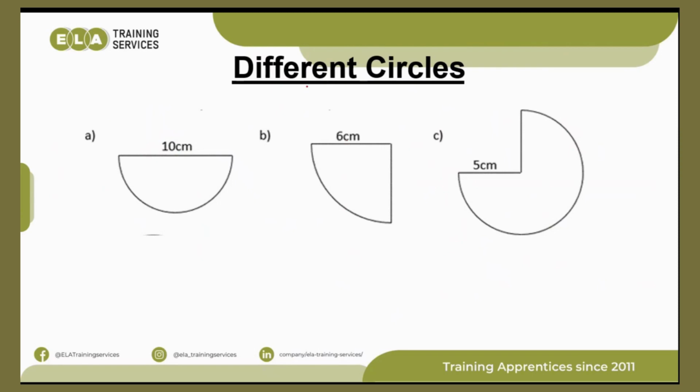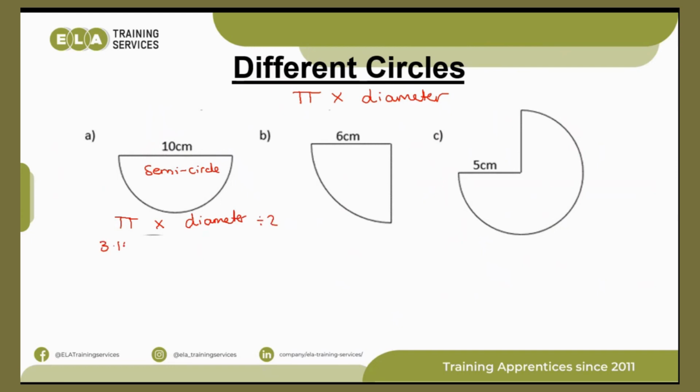Now, sometimes we might be given different circles in order to calculate circumference. So all we've got to remember is our formula pi times diameter. Okay, let's have a look at our 3 circles. Our first one is a semicircle. If we were asked to calculate the perimeter of this semicircle, we need to do pi times diameter, and then, because it's a semicircle, divide by 2.